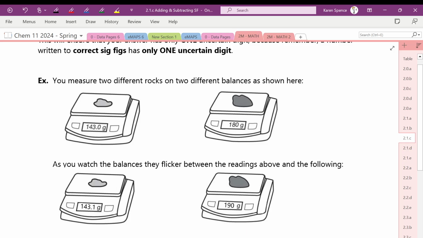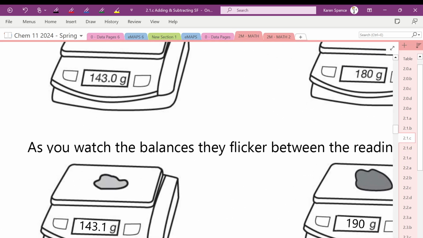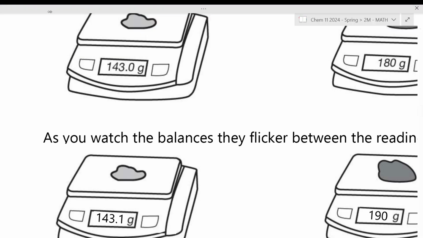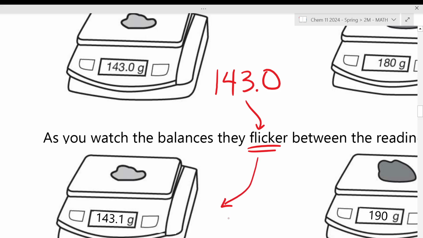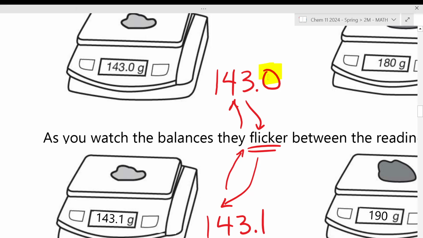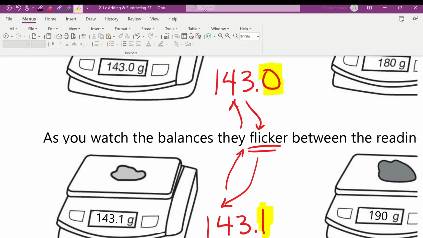So what's happening here is, if we look at these ones here, I'll make that a little bit bigger, you can see that we have 143.0, and then we have a flicker, and it becomes 143.1. Yes? And then it will flicker back to the 143.0. So that's the digit that is flickering. What does that tell you about the 0 and the 1? That tells you that that is the uncertain digit, okay? So that is our uncertain digit.